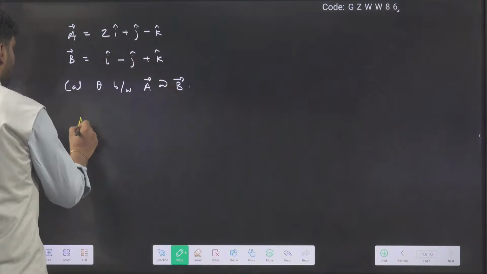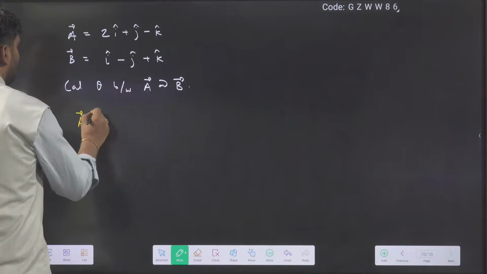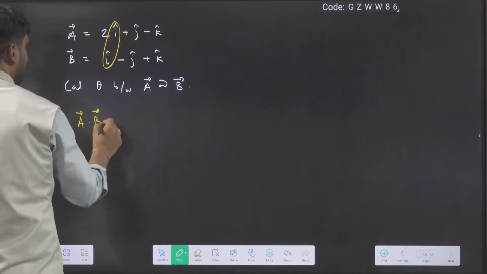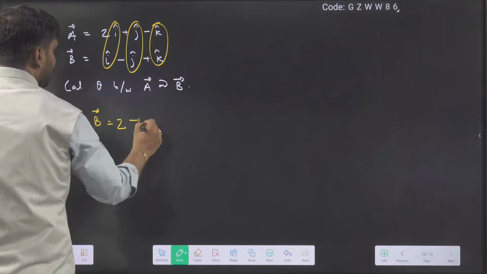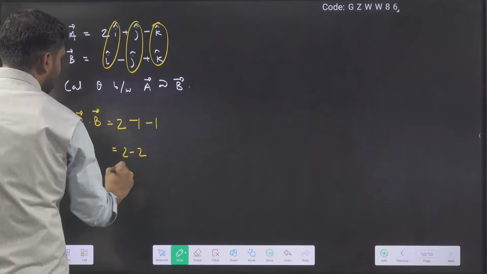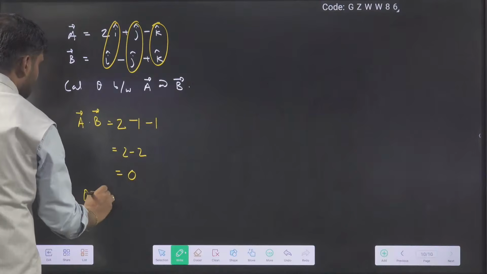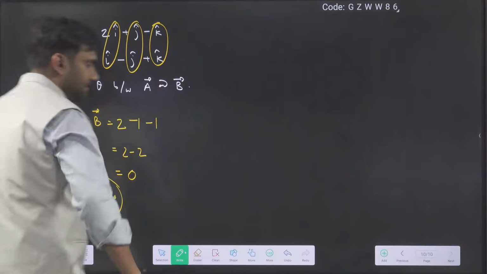So, A vector dot B vector. I with I, that is 2. J with J, minus 1. K with K, minus 1. 2 minus 2 becomes 0. So, theta is equal to 90 degree.